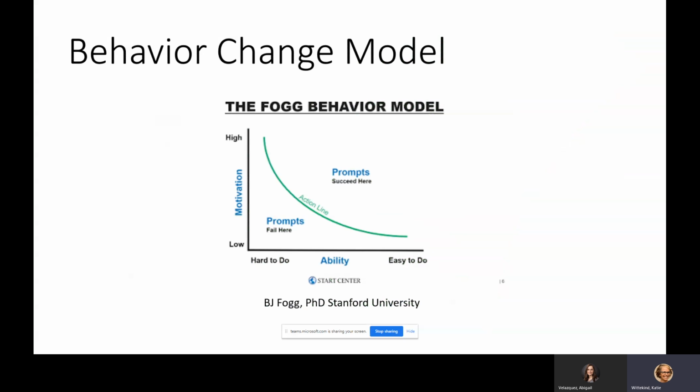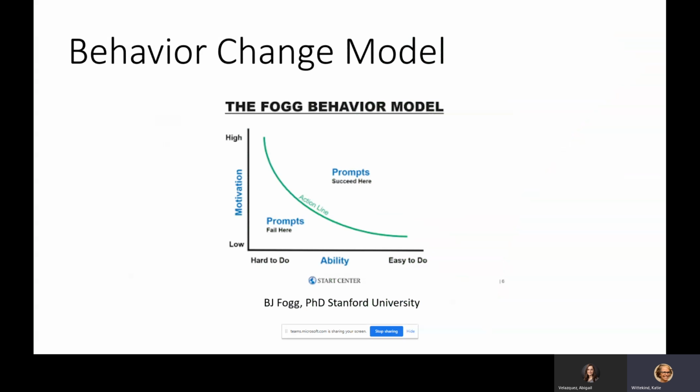Anything that happens where there's a prompt to do a behavior over the action line is something where a behavior is successful. And anything below the action line is where behavior is not successful. And so let me give you an example. Let's think of a behavior that is maybe really hard to do. For example, flying, meaning flying like a bird. Maybe I have high motivation to fly like a bird. But you'll notice that if the behavior is really hard to do, it doesn't matter how much motivation I have, it may just not happen.